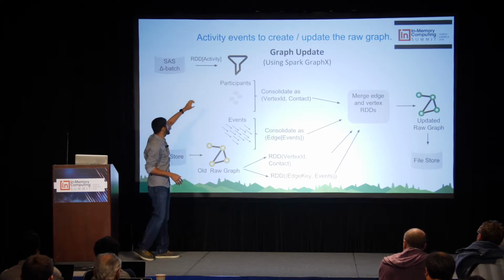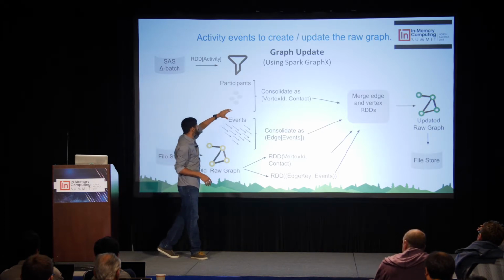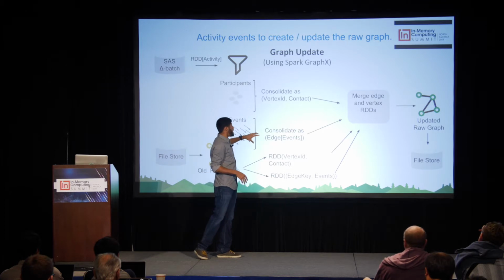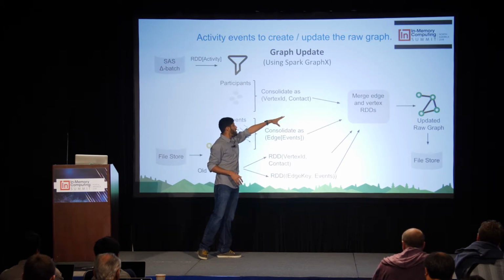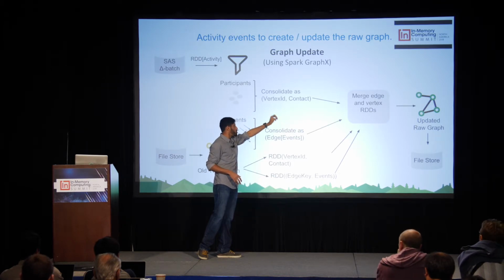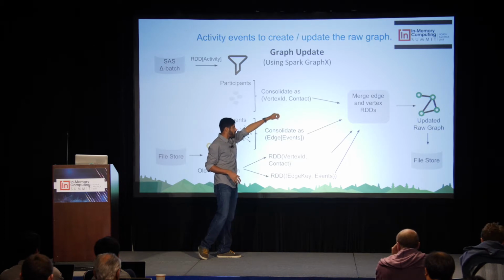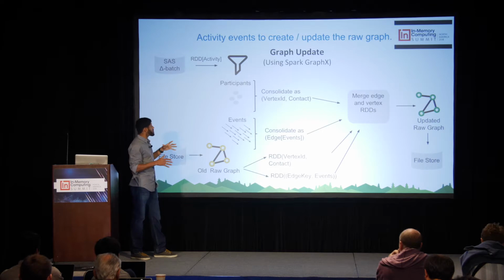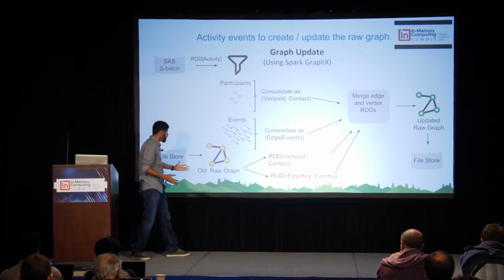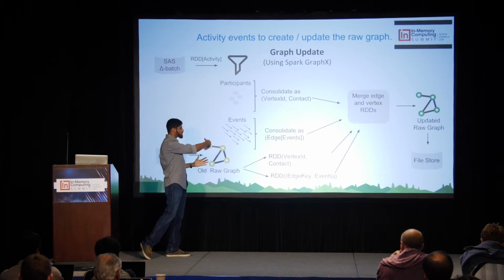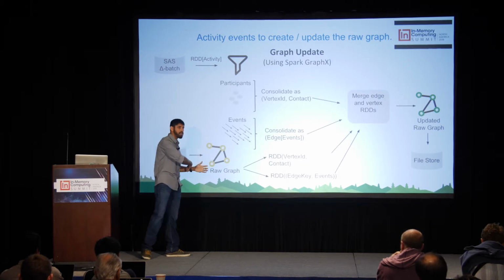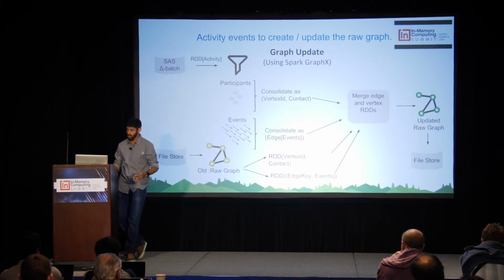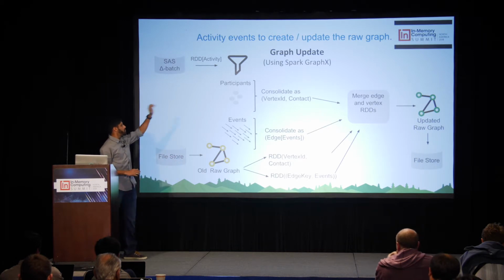Once we have all these participants and events, we consolidate both the vertices and edges, merging them to make some RDDs and update the raw graph itself. That helps us build a new graph from bootstrap. But what happens if we already have a graph, and how can we use this incremental graph, making sure that we don't need to regenerate the entire graph every single time? And of course, every time we build a graph, we want to persist it so that we don't lose it.